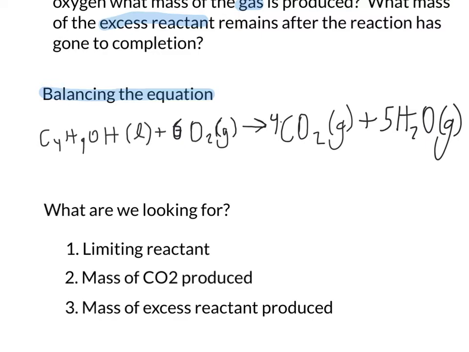So first we're going to go over what we're looking for. We're looking for the mass of CO2 produced and the mass of excess reactant produced. For this problem, we're going to assume that CO2 is the gas. So first, to find the mass of the CO2 produced, we have to find the limiting reactant.